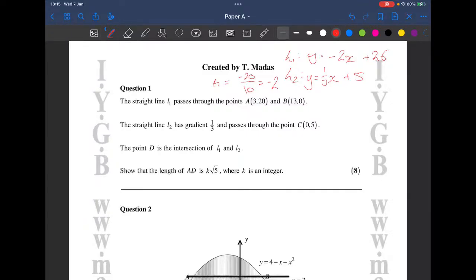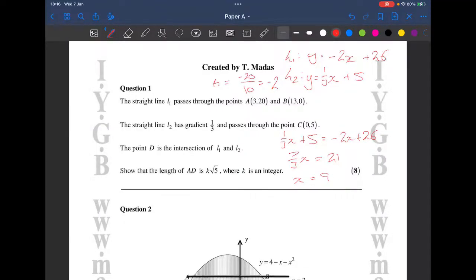Next then, what we want to do is find the intersection. So setting these two equal to each other, basically like simultaneous equations. We're going to have that a third of x plus 5 is equal to minus 2x plus 26. So adding this over, 2x and a third of an x is going to give us 2 and a third, i.e. 7 over 3, lots of x. With the 5 and 26, we do 26 take away 5, which gives us 21. So x itself, 21 divided by 7 gives us 3, times by 3 gives us 9. So that's the x coordinate of D.